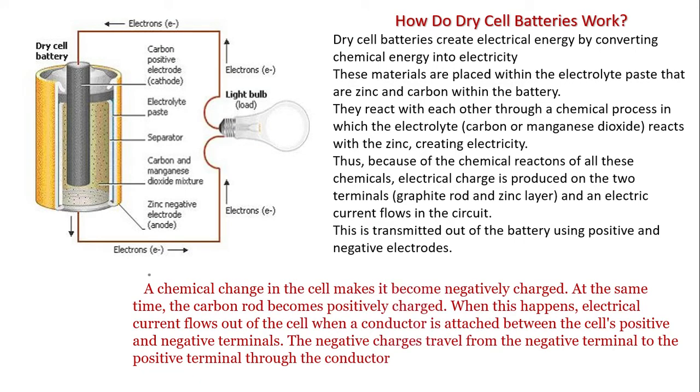Let's understand now how dry cell batteries work when they are connected to the outer components. The dry cell, as we know, creates electrical energy by converting chemical energy, which takes place due to the chemical reactions of the electrolyte with the electrodes, that is zinc and carbon, and converts this chemical energy into electricity. These materials are placed within the electrolyte paste, zinc and carbon, within the cell or the battery.